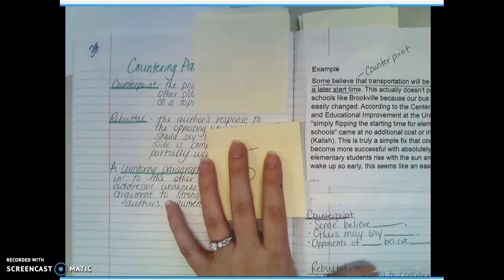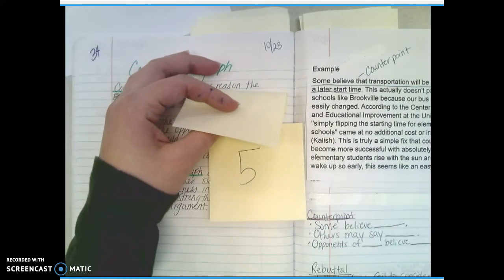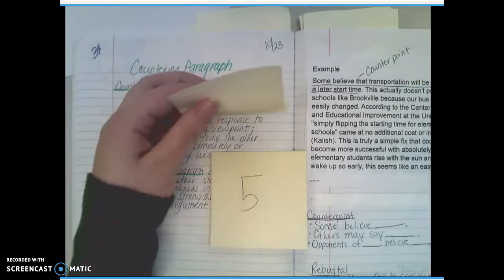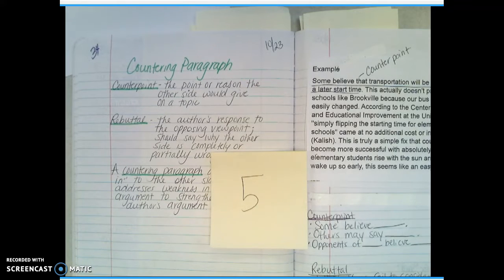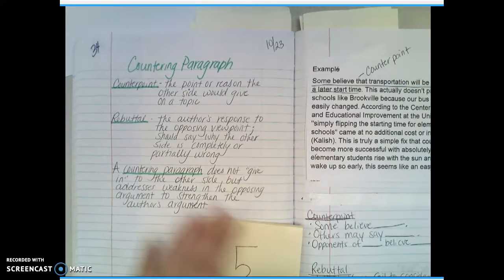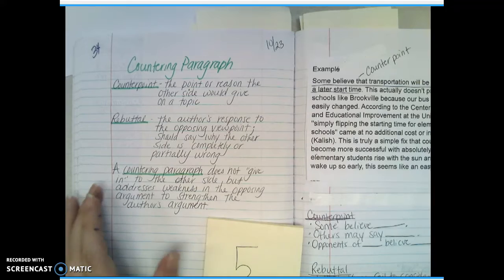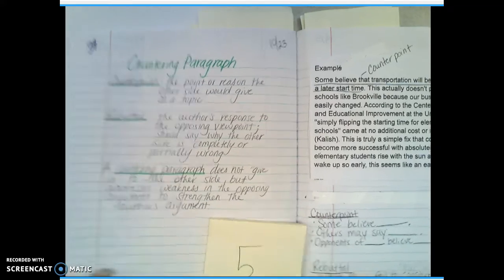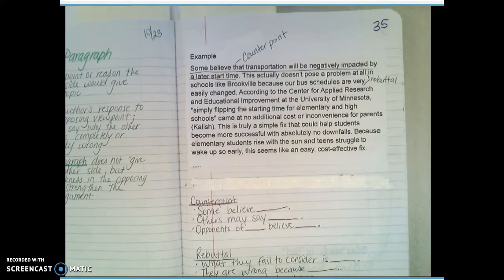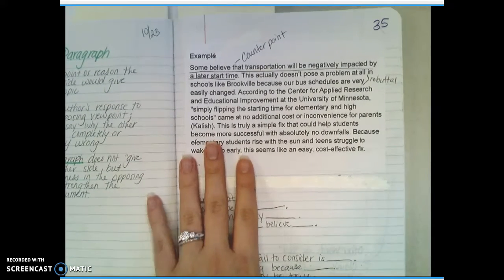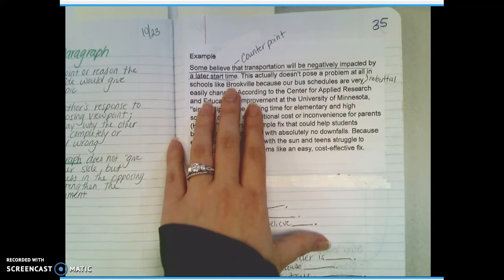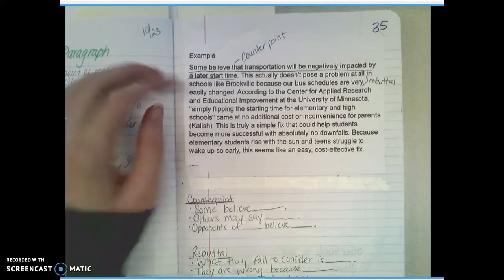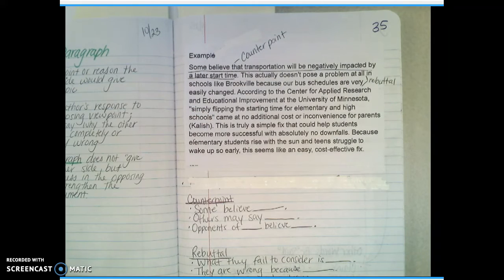These are from October 23rd. Read over the parts of a countering paragraph. Okay, you can do this independently, but you need to have a counterpoint, a rebuttal, and then those work together to be part of that countering paragraph. And then there is an example on this page. This example does it in a way where you have the counterpoint and the rebuttal, and then there's evidence, and that's an okay way to do it.